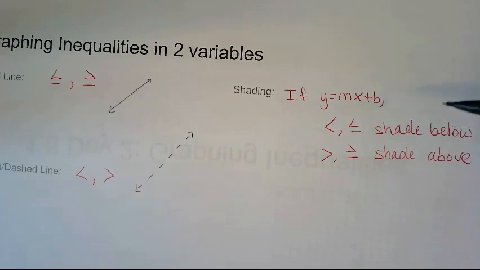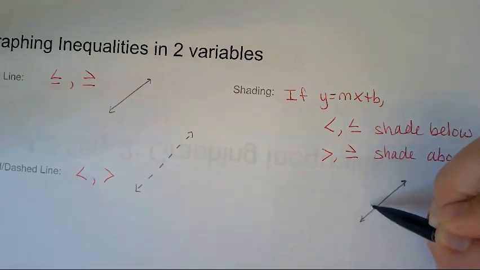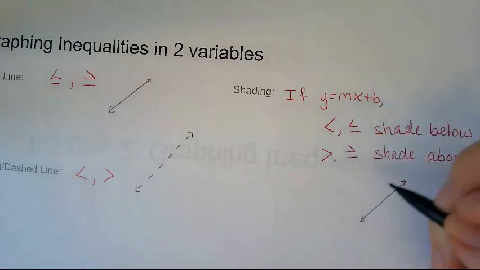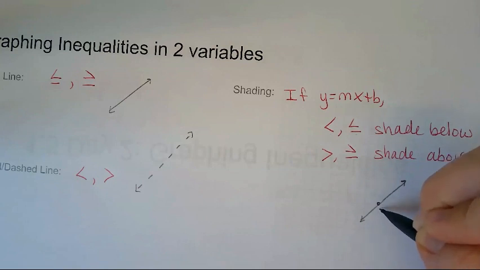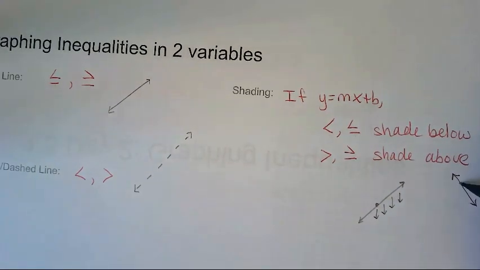Okay? Now, typically some books will want you to test a point in order to see which side you're going to shade. So after you get done graphing your line, you're going to have to shade above or below it. If I am a less than, okay, I'm going to find my y-intercept and I'm going to shade everything below that. So that would be showing less than. If I am greater than, that means I want to shade everything above. So find your y-intercept and you're going to shade everything above that line.